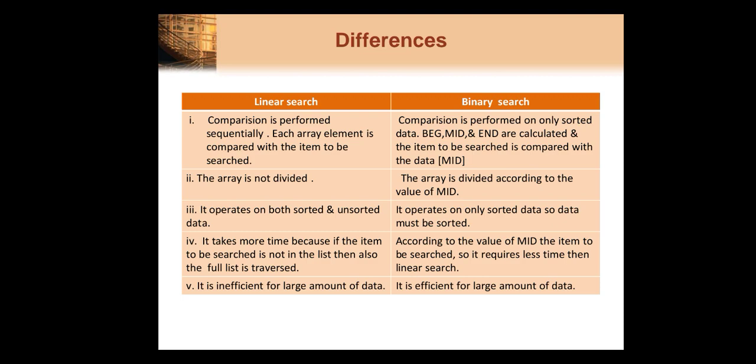Linear search takes more time because it compares the element with each and every element, but binary search requires less time as compared to the linear search. Linear search is inefficient for a large amount of data, whereas binary search is an efficient technique for a large amount of data. This is the basic difference between the linear search and binary search. You have to remember first the definition part, then in linear search the array is not divided, in binary search the array is divided based on the midpoint.